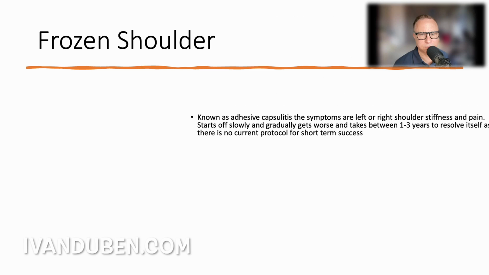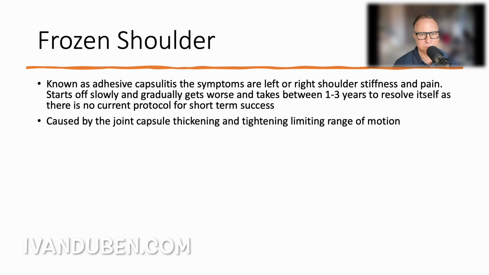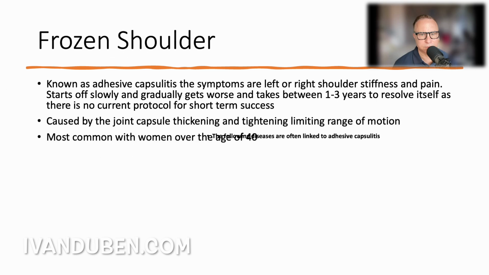Frozen shoulder information coming from the Mayo Clinic, known as adhesive capsulitis. The symptoms are left or right shoulder stiffness and pain. Start off slowly and gradually get worse and take between 1 to 3 years to resolve itself, as there is no current protocol for short-term success, according to the Mayo Clinic. Caused by the joint capsule thickening and tightening, and this limits the range of motion. Most common with women over the age of 40.